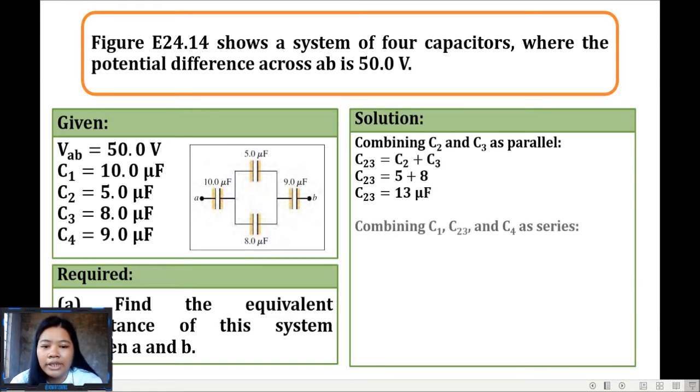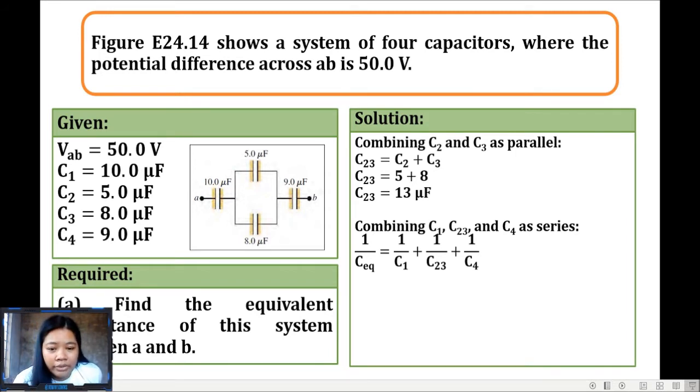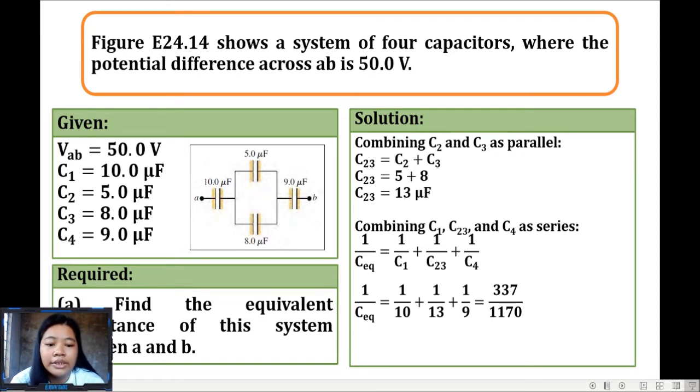Now to get the equivalent capacitance, we combine C sub 1, C sub 2, 3, and C sub 4 as series. So we get the reciprocals to get the equivalent capacitance. So 1 over 10 plus 1 over 13 plus 1 over 9, which would give us 337 divided by 1170, and then we get the reciprocal to solve for the equivalent capacitance. And this gives us 3.47 microfarad.